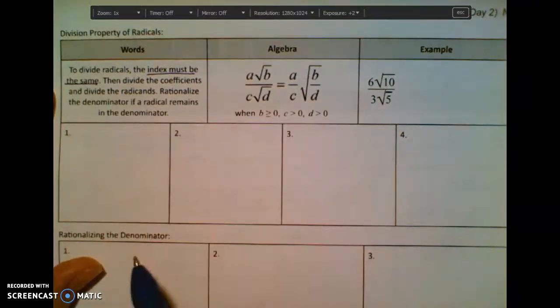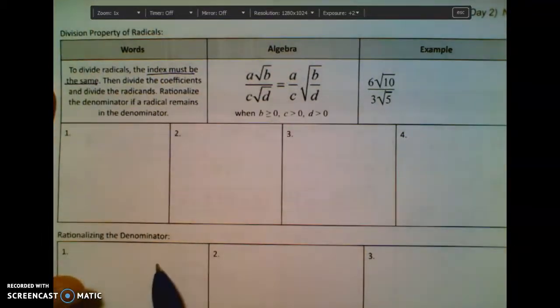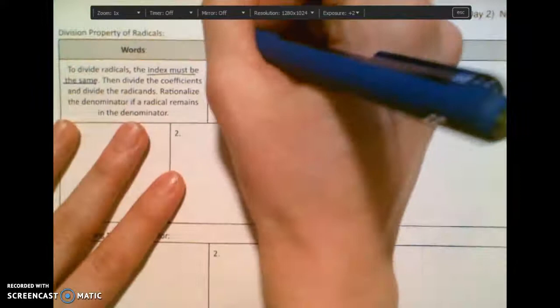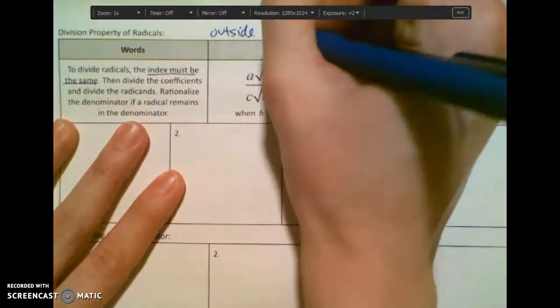We will cover that down in this section, which we actually won't do in the video. You'll do that in class tomorrow. So today we're just going to be dividing. And again, we are going to do outside, outside, inside, inside.